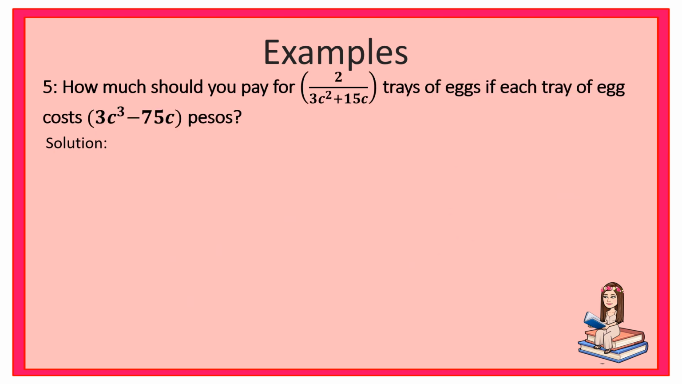With example 5. How much should you pay for 2 over 3c squared plus 15c trays of egg if each tray of egg cost 3c cubed minus 75c pesos? Let us understand the problem. Magkano raw yung babayaran mo sa ganitong bilang ng tray ng egg kung ang isang tray ay nagkakahalaga ng ganitong halaga? So, i-rephrase natin. Magkano daw ang babayaran mo sa bilang ng tray?